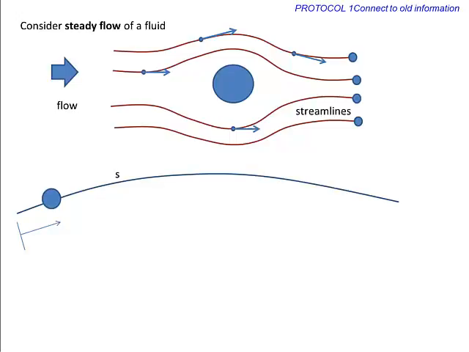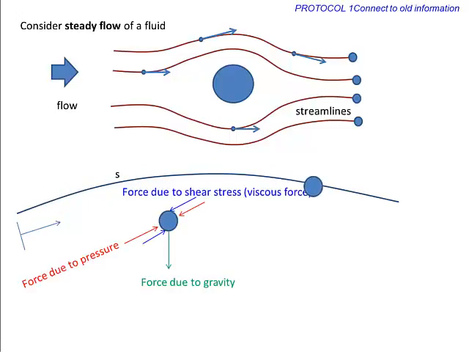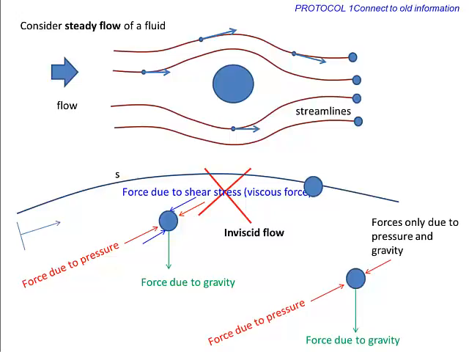Various forces acting on the element will be the net pressure and net viscous force from the surroundings, and due to gravity. Assume the flow to be inviscid. That means forces on this element due to shear stress can be neglected in comparison to forces offered by pressure and gravity.